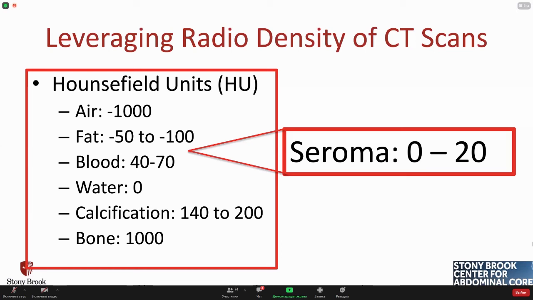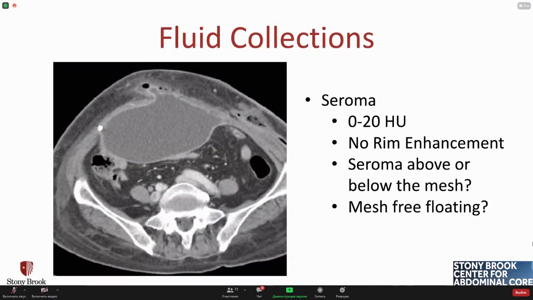So if you see a fluid collection there, check the Hounsfield units. If it's low and clinically the patient's doing fine, for the most part, you probably can watch it and it's going to resolve with time, okay? And the other thing to look at: there's no significant rim enhancement with a seroma, whereas in an abscess, which we'll show you here, there's a significant rim enhancement.